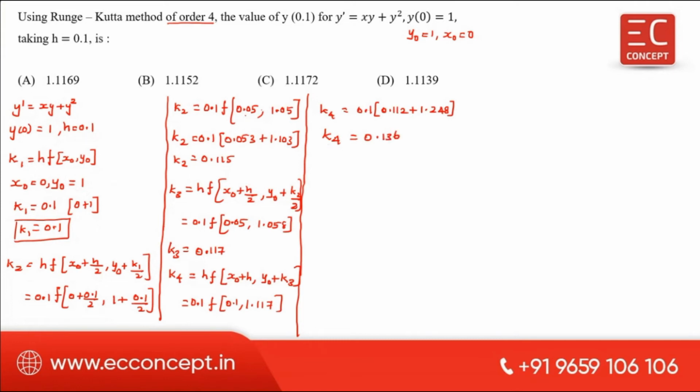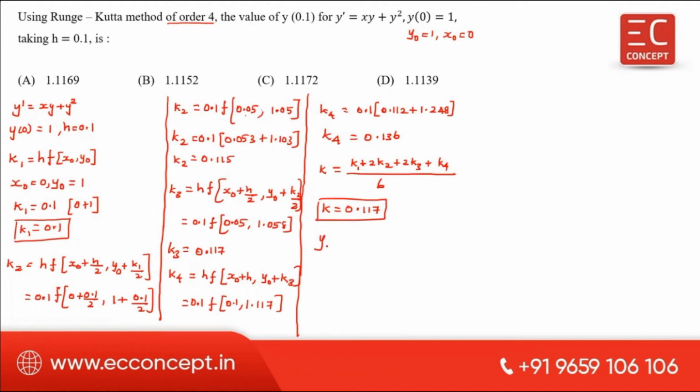K4 you got it. Now you need to calculate the total k in order to solve the problem: k1 plus 2k2 plus 2k3 plus k4, the whole divided by 6. If you simplify all, then you will get k is equal to 0.117. That is k. Without a calculator, doing such kind of problem is difficult in your examination. So better you leave it. Don't waste your time solving such kind of question, because unnecessarily you will lose your time. This is the key.